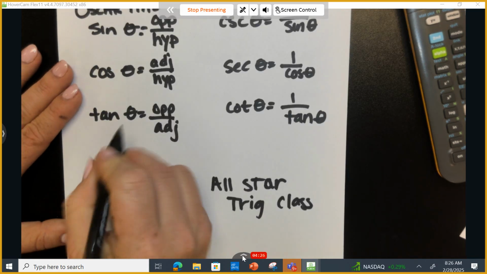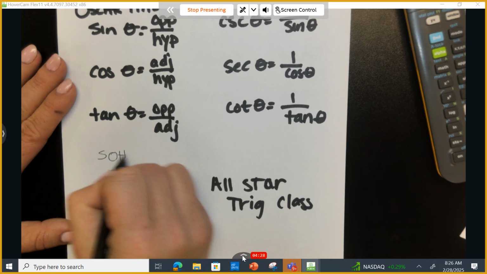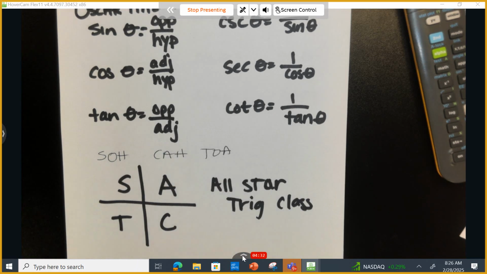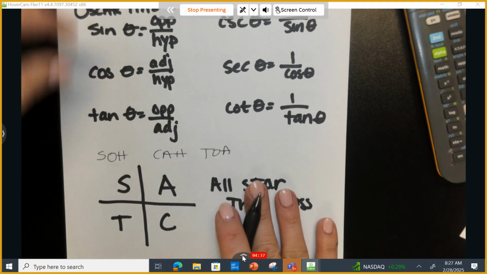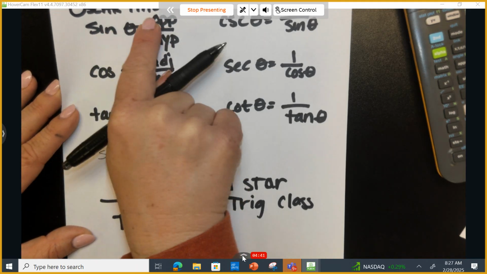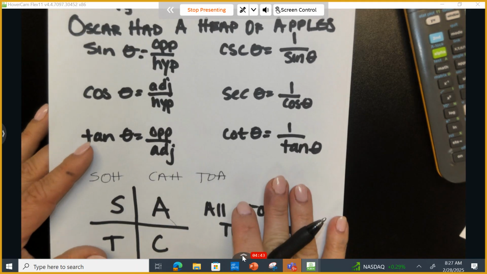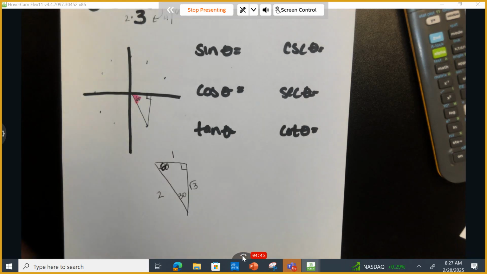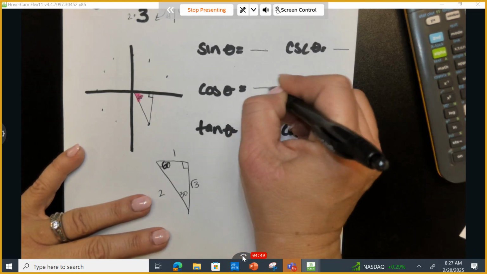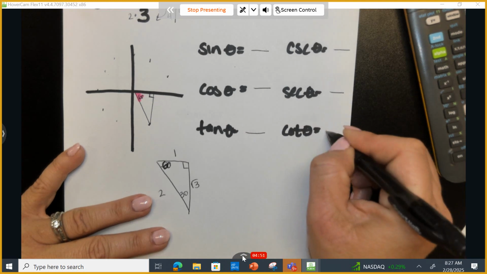If you prefer SOHCAHTOA, please write this down. SOHCAHTOA. And all that is an acronym to help remind you the order. So let's get started right now. If you prefer SOHCAHTOA or Oscar had a heap of apples as a way to remember, now we're just going to use directions to create this ratio. So sine, if you understand what's happening, please give yourself a little space in front of each.